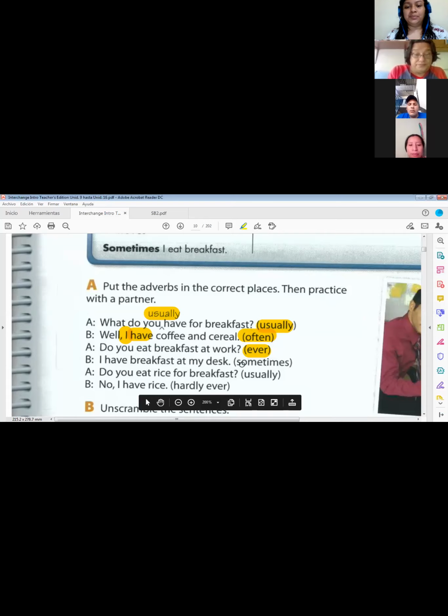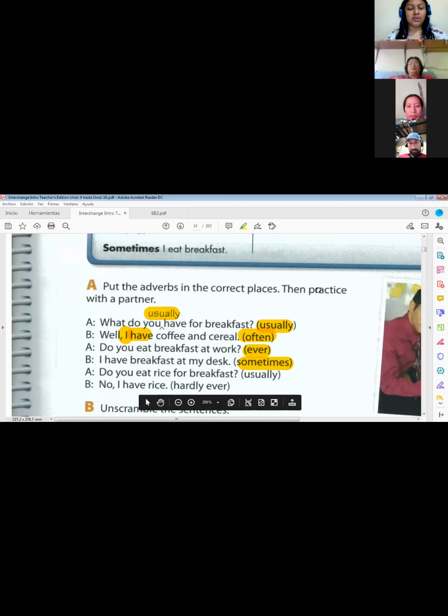Okay, the next one, with the word sometimes: I sometimes have breakfast at my desk. Repeat it, at my desk. Good. The next one: Do you usually eat rice for breakfast? And the last one says no, I hardly ever have rice. Good.